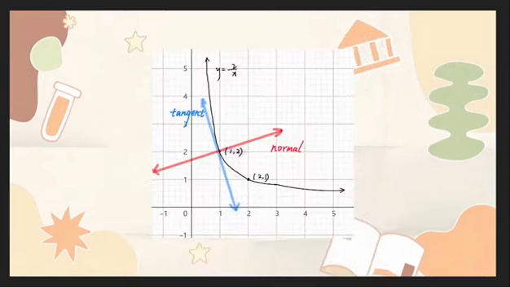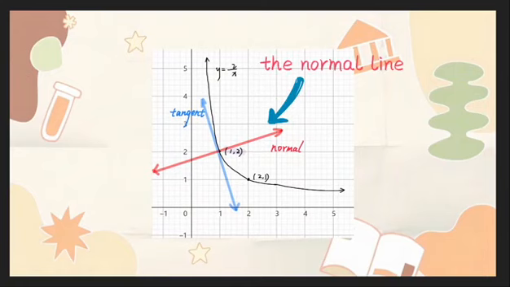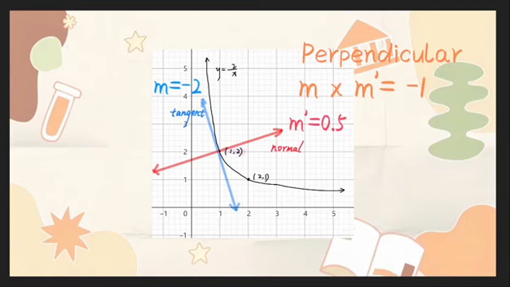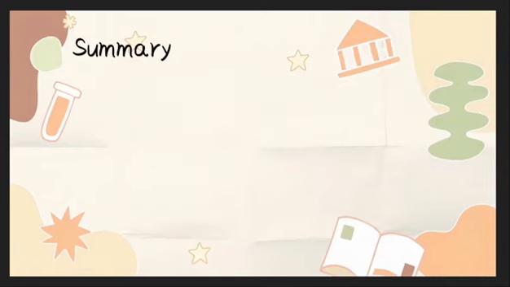Here is the graph of example 2. The blue line is the tangent line. What about the red line, which is perpendicular to the blue one? This line we call the normal line. Whenever we talk about perpendicular, it means the product of the 2 slopes is negative 1. Therefore, for this question, the slope of the normal line is just the negative reciprocal of negative 2, which is 1 over 2.